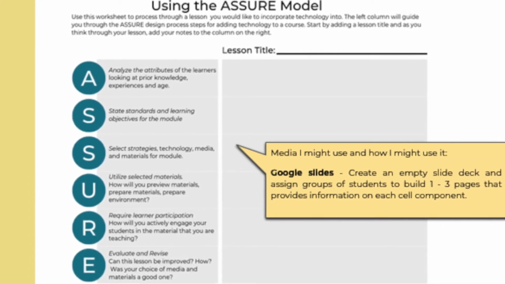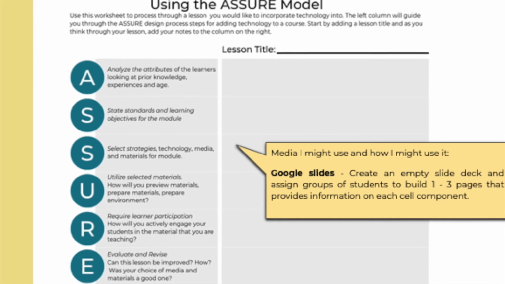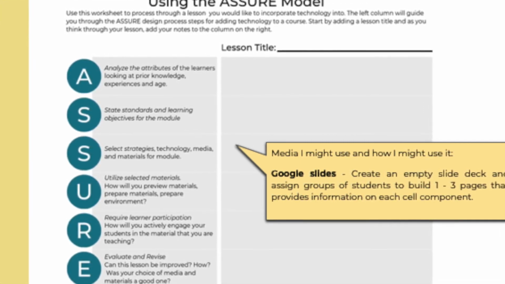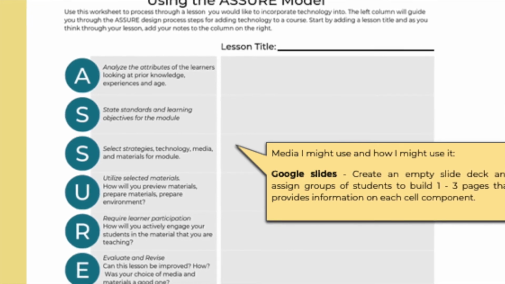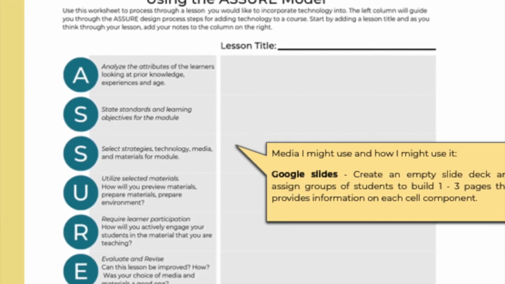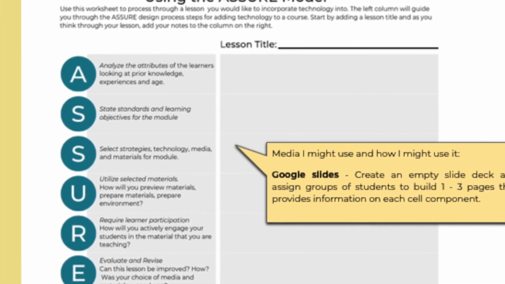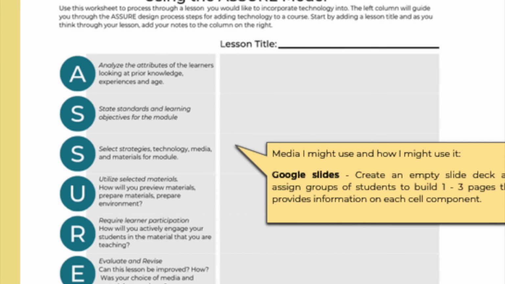In this case, one of the medias that I've decided is Google Slides, and the way that I would use that is to create an empty slide deck and assign groups of students to build 1 to 3 pages that provides information on each cell component. At the end, we'll have a complete slide deck that'll give you information over all the parts and pieces of a eukaryotic cell.